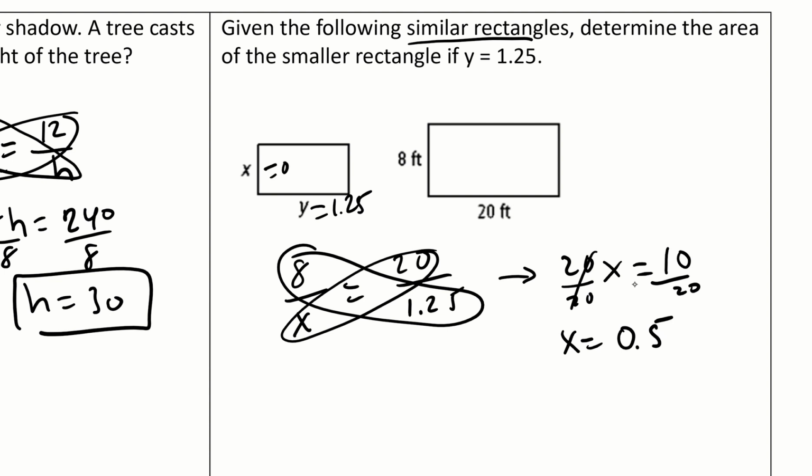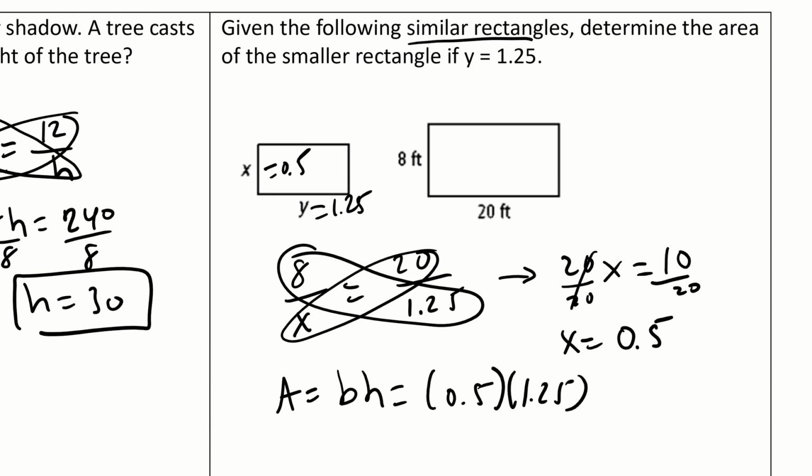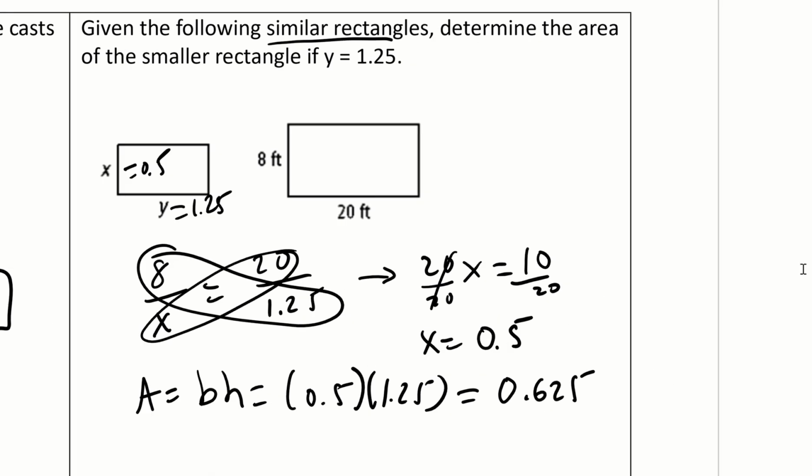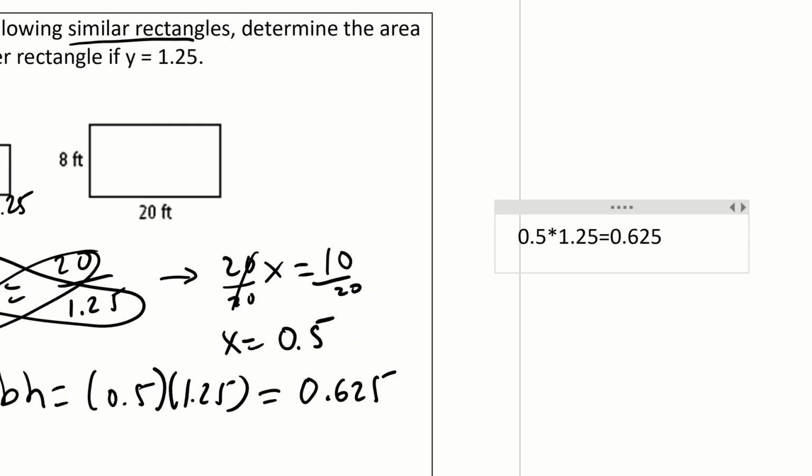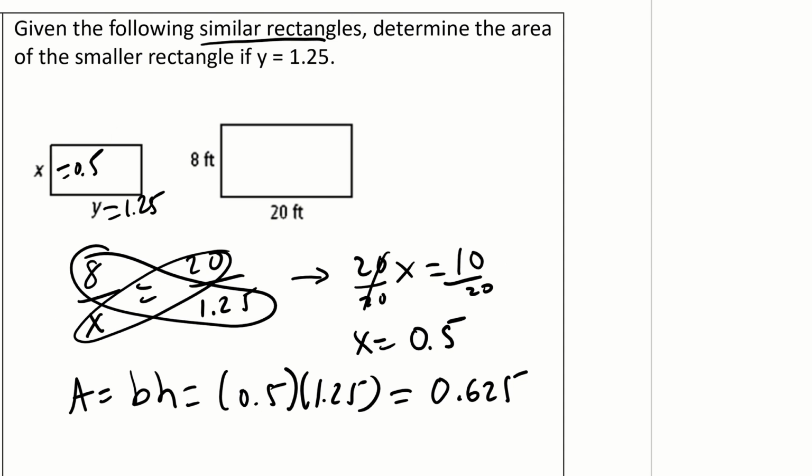So we know that this is 0.5, and then we can find the area. The area of a rectangle is base times height. So it's going to be 0.5 times 1.25. We're just multiplying these two sides here. And that gives us 0.625. I want to say that that's the area, but let's double check that. Times 1.25. Yeah, 0.625 is the area of the smaller rectangle. So this is the answer we're looking for.